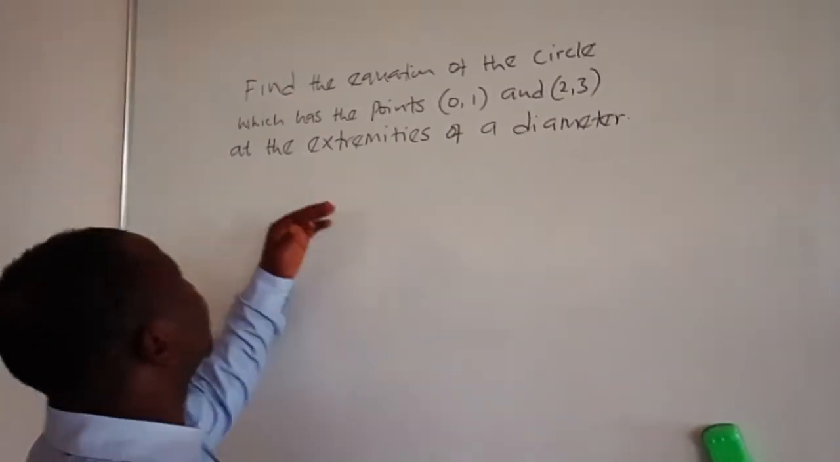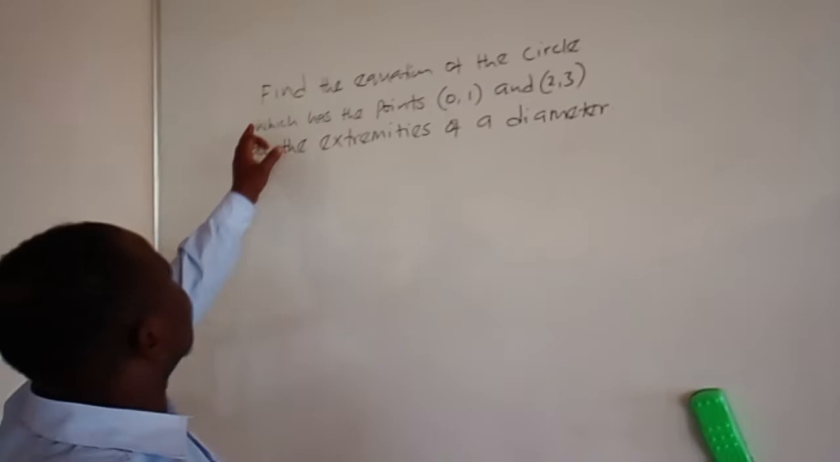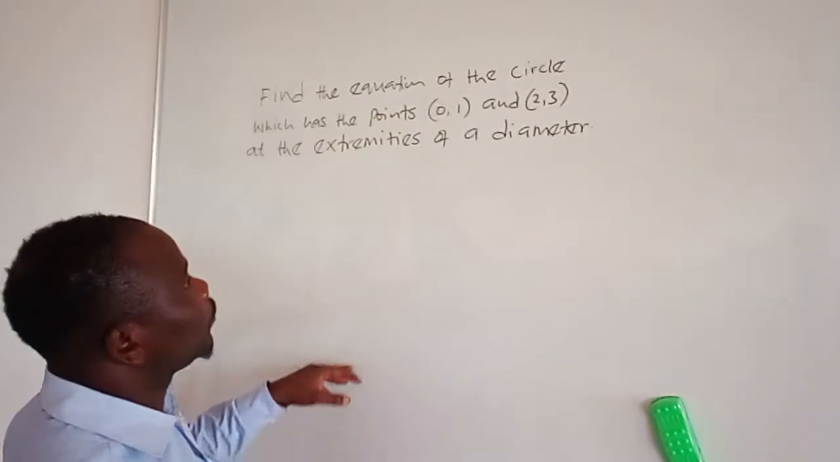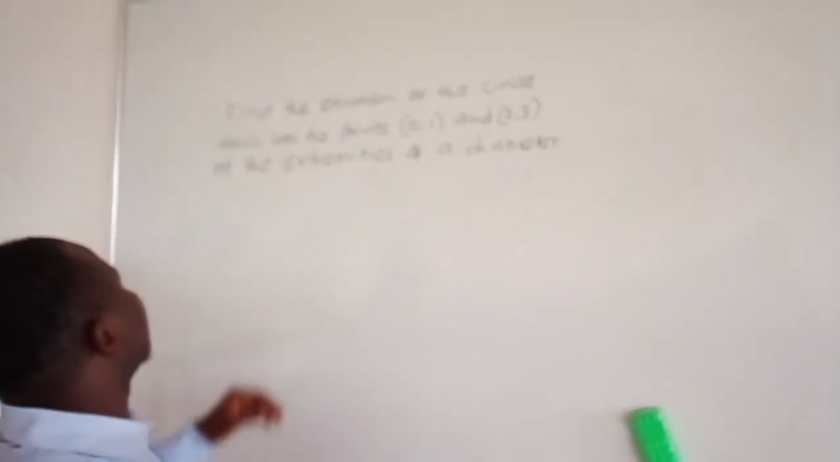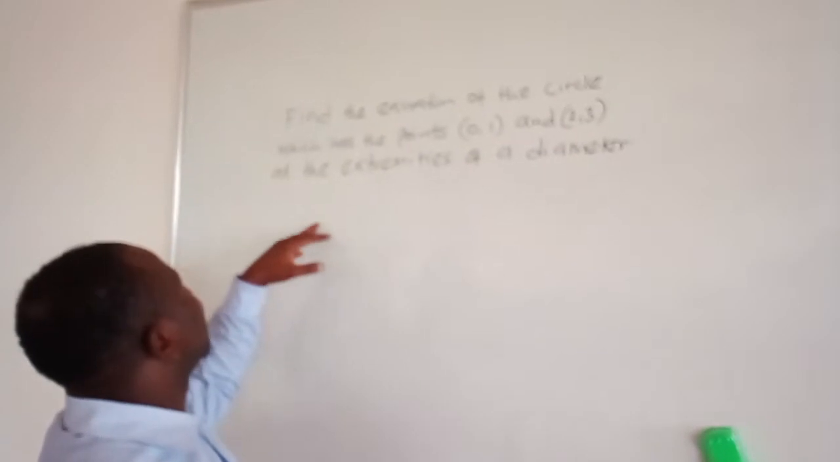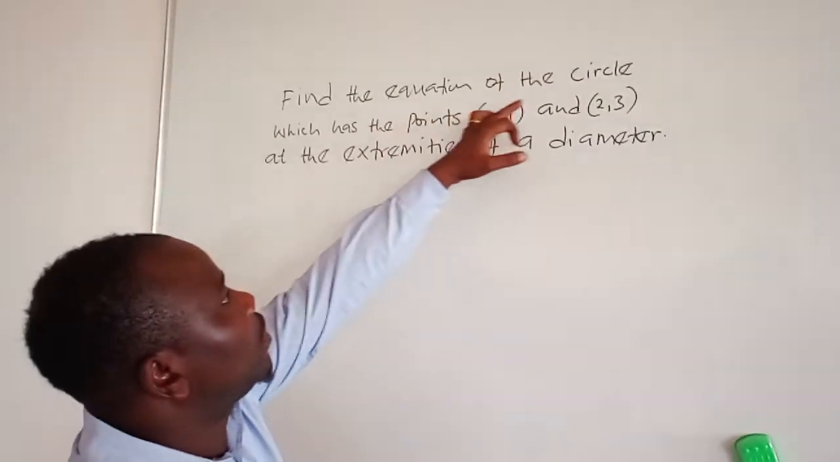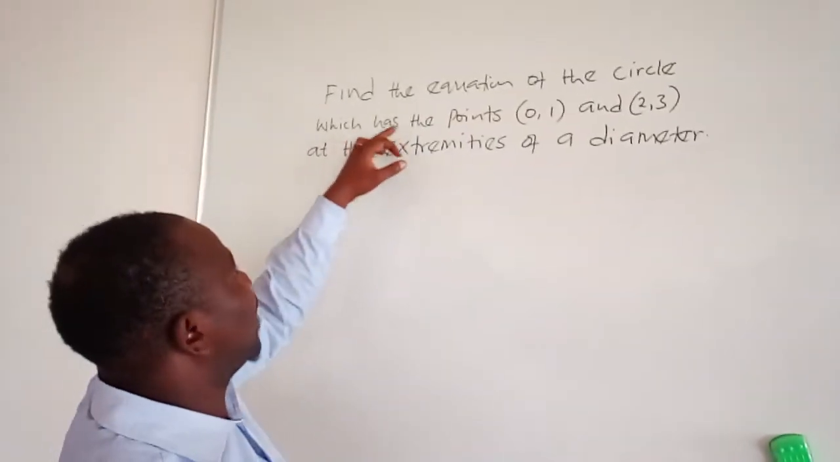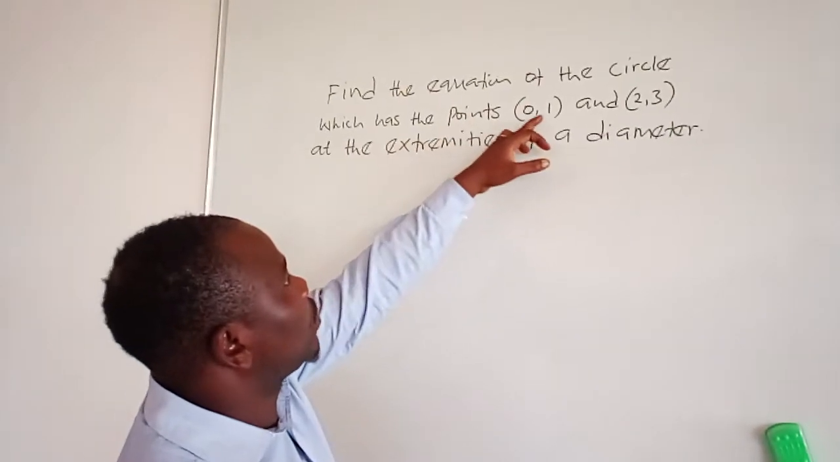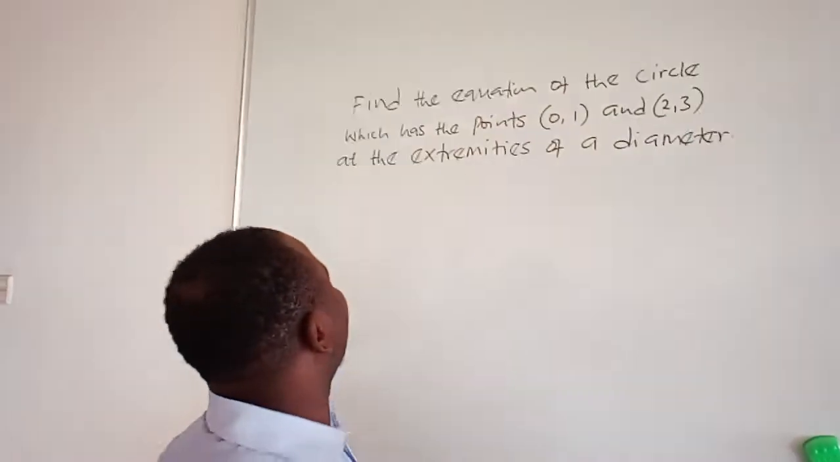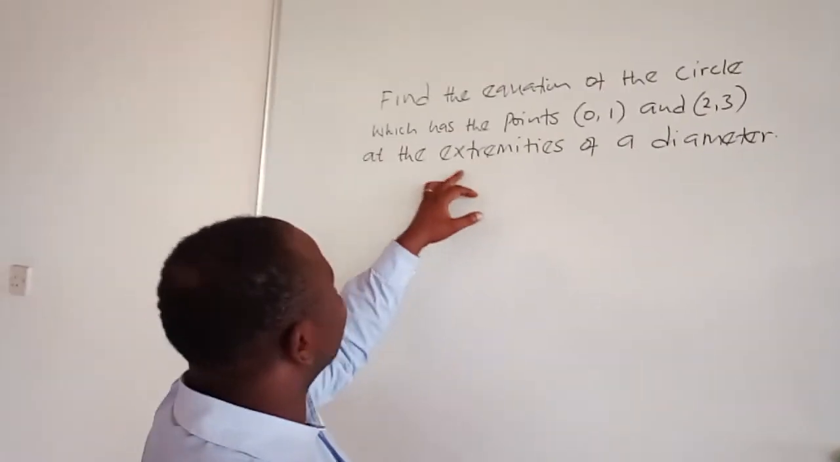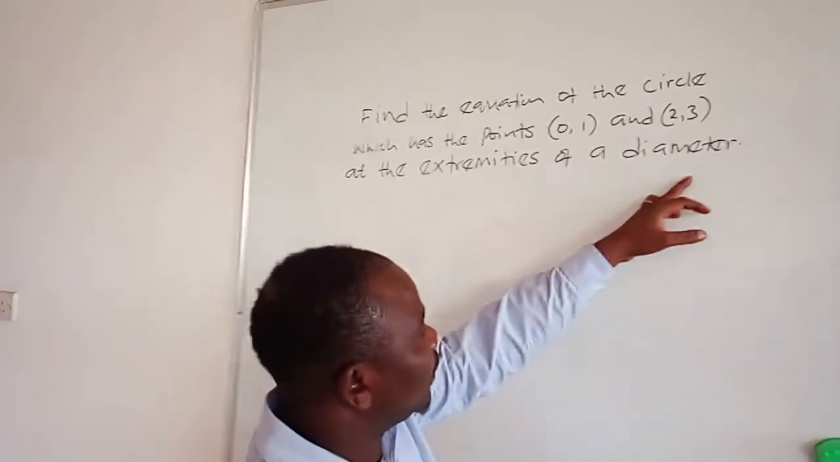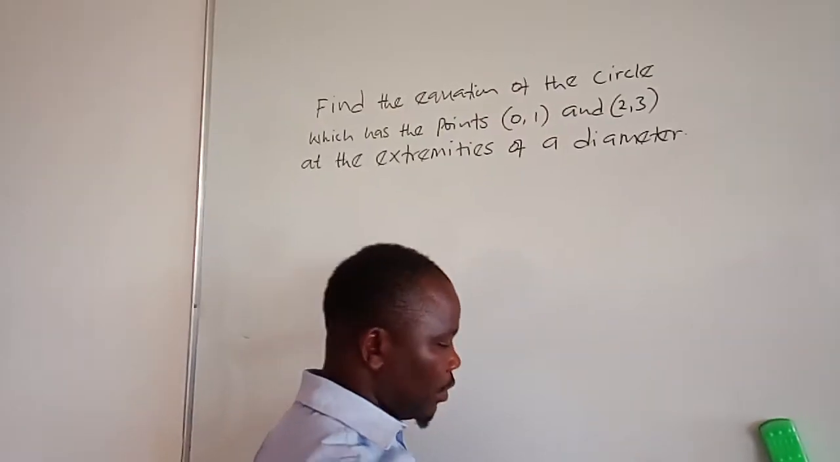We are to solve this question this morning. This is an example. It says: find the equation of the circle which has the points (0, 1) and (2, 3) at the extremities of a diameter.